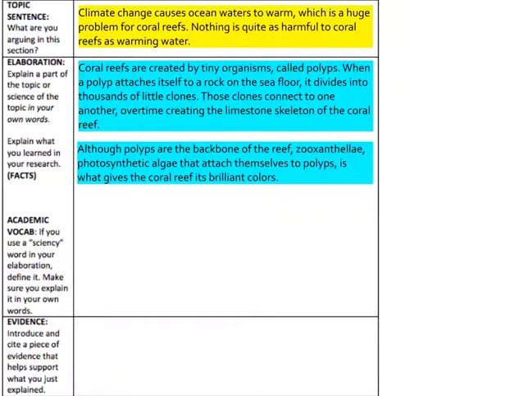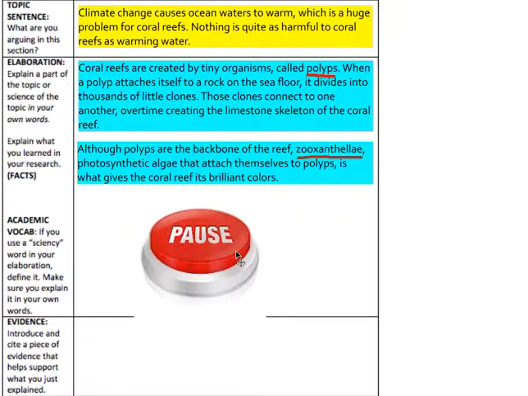So I want you to notice here that I'm really trying to slow down and explain all of the science of how a coral reef is created and why those photosynthetic algae, the zooxanthellae, are so important to the coral reef. I'm also defining two academic vocabulary terms here. I'm defining polyps for you. I'm also defining zooxanthellae. So I'm going to ask you to pause the video right now and to go and to write a part of your elaboration. This might be 2 to 3 short paragraphs.